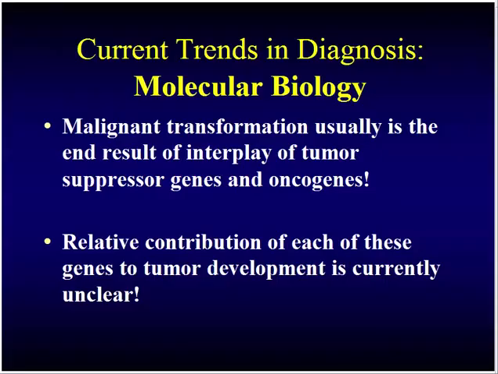So the transformation to malignancy is usually the result of interplay between suppressor genes and oncogenes. That's the bottom line. The contribution of each is not clear, but understanding what one or the other does is what's going to be expected for you on your test.